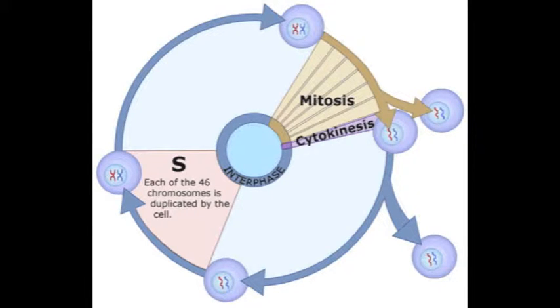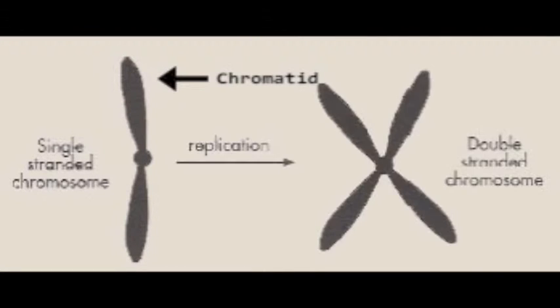Following the G1 phase is the S phase, in which DNA replication occurs in the nucleus of the cell. At the beginning of the S phase, each chromosome is made of one coiled DNA double helix, also known as a chromatid. At the end of this stage, each chromosome has two identical chromatids, with replicated centrosomes as well.